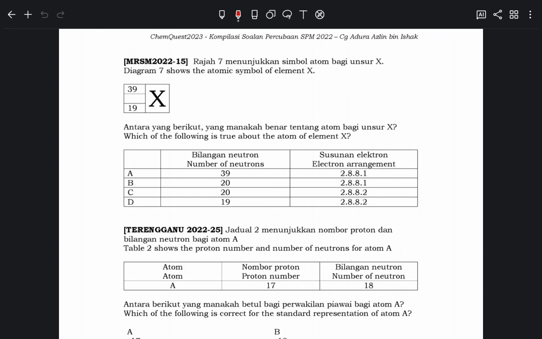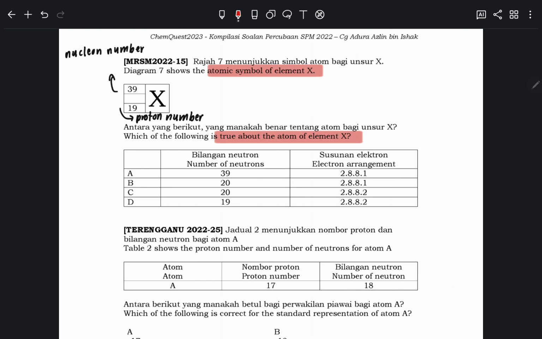Then, diagram 7 shows the atomic symbol of element X, 19 over 39 X. This is what we call standard representation. For standard representation, the top number, the biggest number, is what I call the nucleon number. You can take a note here: nucleon number. The 19 below here is what I call the proton number.